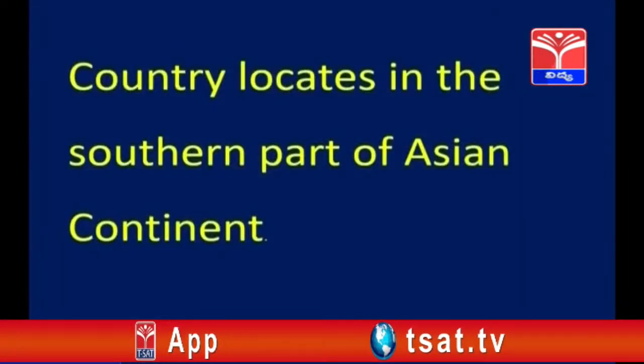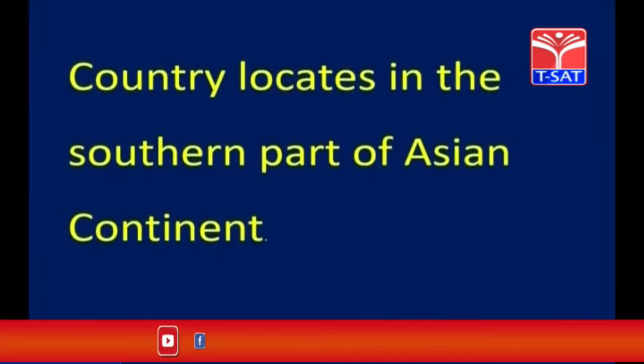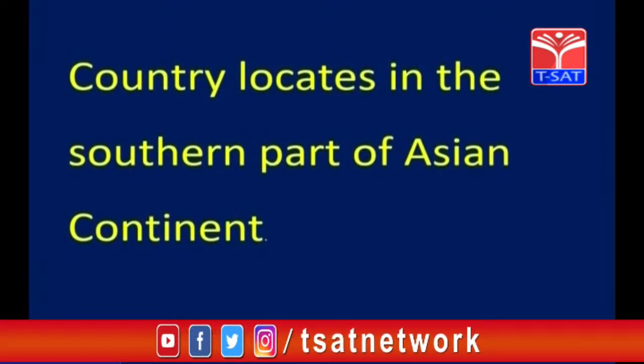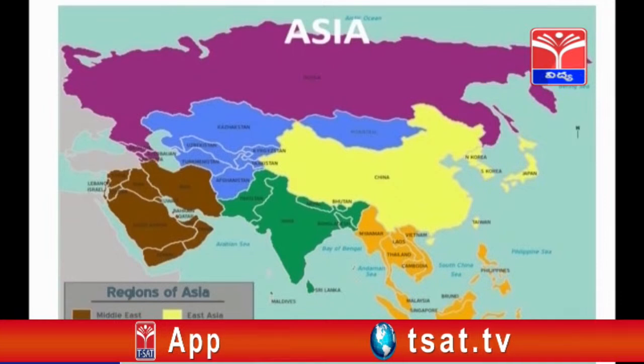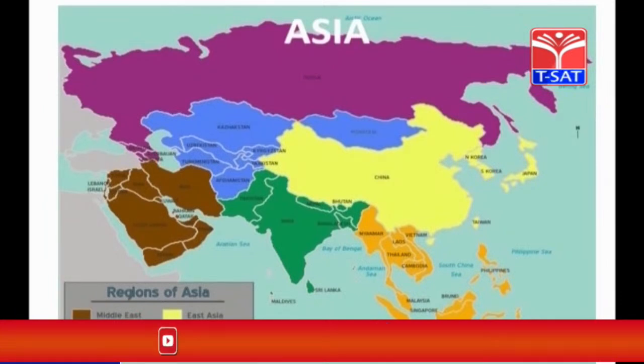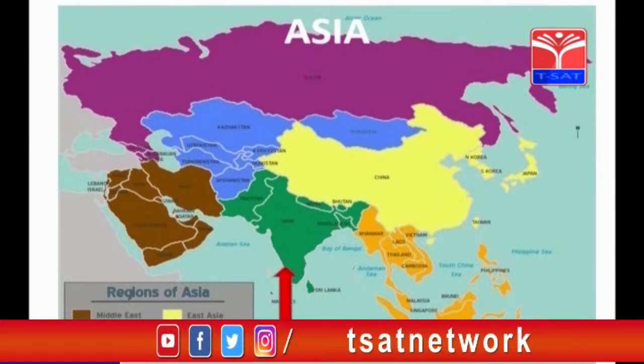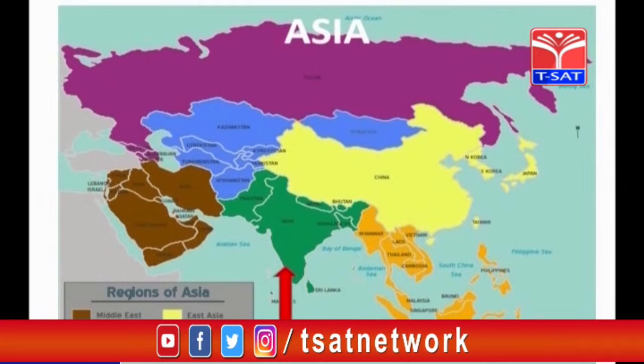The country is located in the southern part of the Asian continent. Means when we take our continent, the Asian continent, our country is located towards the southern part. Watch this one. See this map. This is the Asian continent, and our country is towards the southern side. Have you observed, children? This is our country, which is located towards the southern part of the Asian continent.